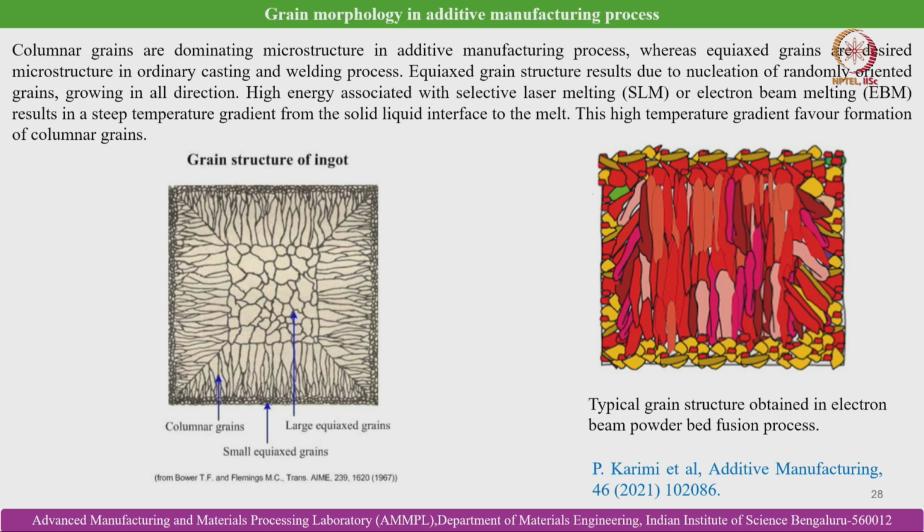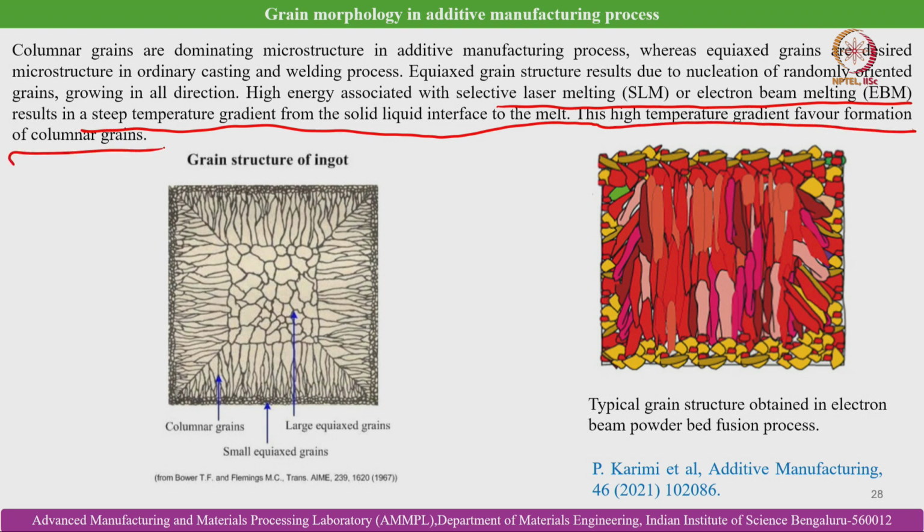So, the equiaxed grain structure: the high energy associated with selective laser melting or electron beam melting results in a steep temperature gradient from the solid-liquid interface to the melt, and this high temperature gradient favors the formation of columnar grains. That is the reason why in additive manufacturing we mostly see columnar grains, rather than in conventional casting and most welding processes, where we see equiaxed grain structure, which results from the nucleation of randomly oriented grains growing in all directions.